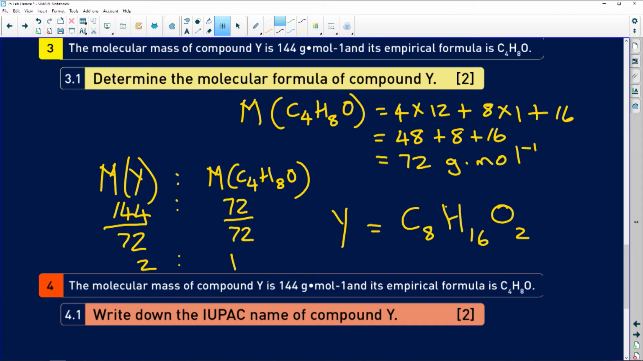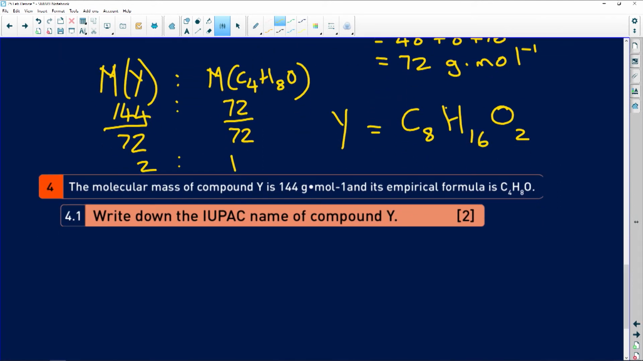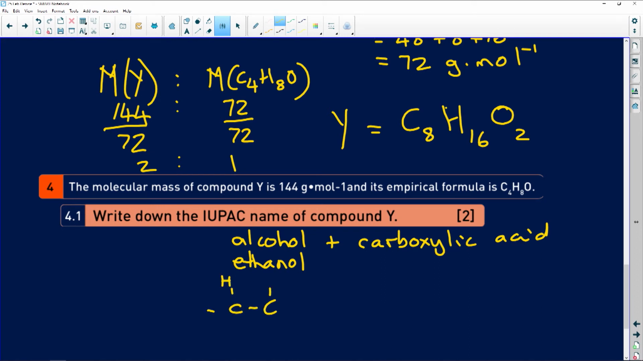Now we've got the molecular formula of my compound Y. It says now write down the IUPAC name of compound Y. We know that an ester is made from an alcohol and a carboxylic acid. They told me we had ethanol, and ethanol has 2 carbons. If I draw out ethanol, it's got 2 carbons and an OH group. So the molecular formula is C2, and I've got 1, 2, 3, 4, 5, 6 hydrogens and an O.